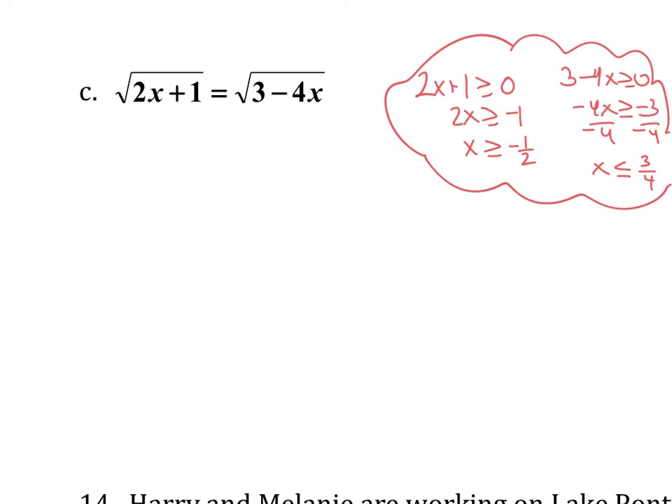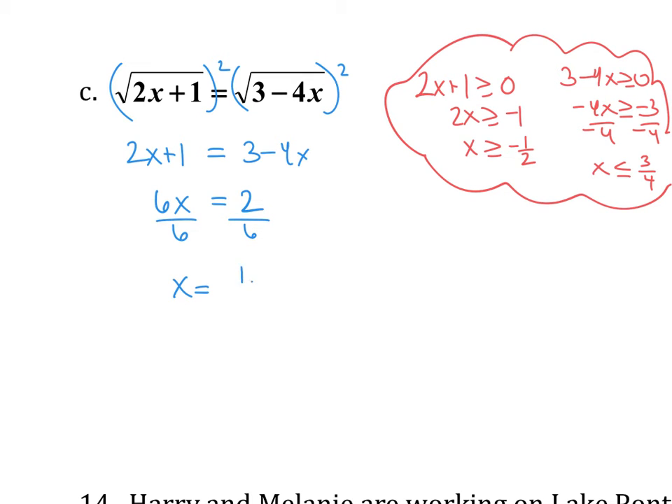So now since I have a radical equals a radical, we can just square both sides. When you square a radical, it just gets rid of the radical sign. I'm going to add 4 to both sides and subtract 1. And when I divide by 6, I get x equals 1/3. Now notice that 1/3 is greater than or equal to -1/2, and it's less than or equal to 3/4. So it satisfies both domains. Still doesn't mean it's going to work, so you do actually have to check it.